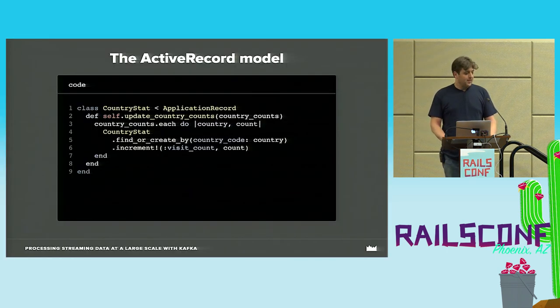So the model looks like this. The model has a country code and a visit count field. And it takes in a hash of country counts. So we will loop through the hash and try to fetch the country by code. If it doesn't exist, it will get created. And then we increment the visit count by the total count that was in the hash. This is really standard usage of Active Record, nothing fancy going on here.